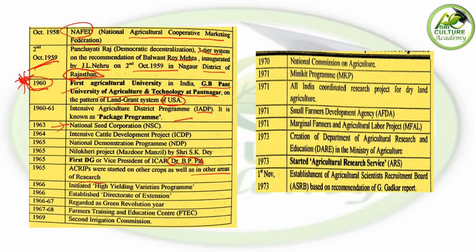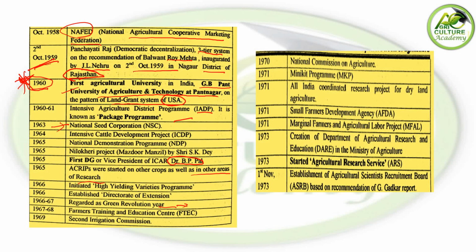1966, initiated High Yielding Variety Program. 1966, established Directorate of Extension. 1966-67, Green Revolution, where worldwide N.E. Norman Borlaug and in India M.S. Swaminathan.